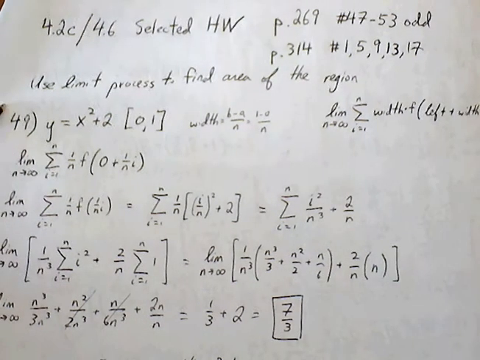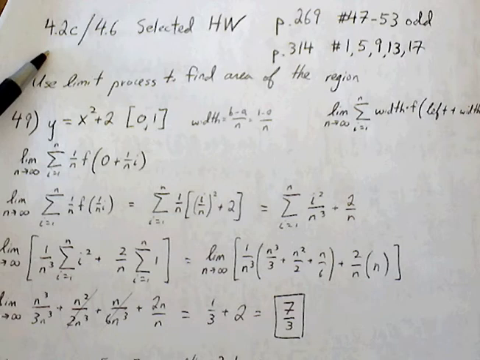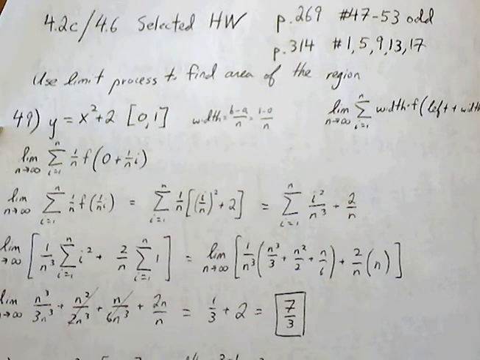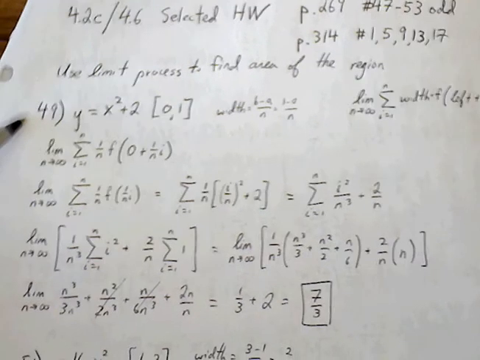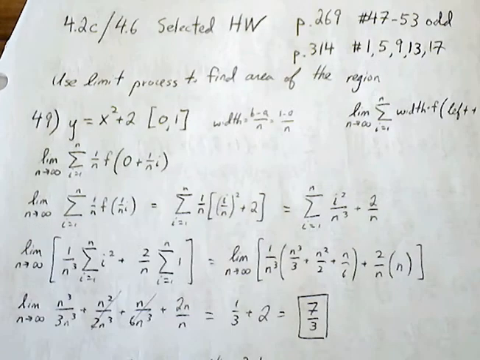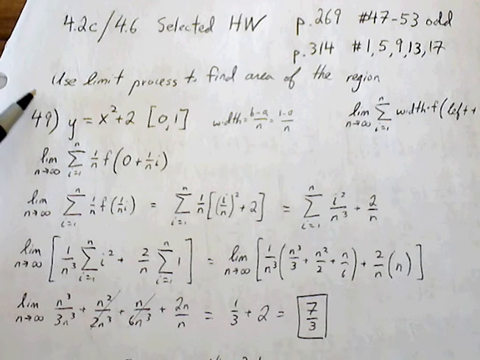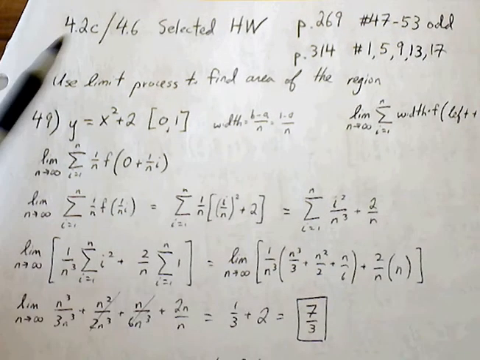Right, here are some selected homework problems from 4.2c. In this video, I hope to go over 49, 51, and 53 on page 269. In these problems, we're trying to use the limit process to find the exact area of the region.